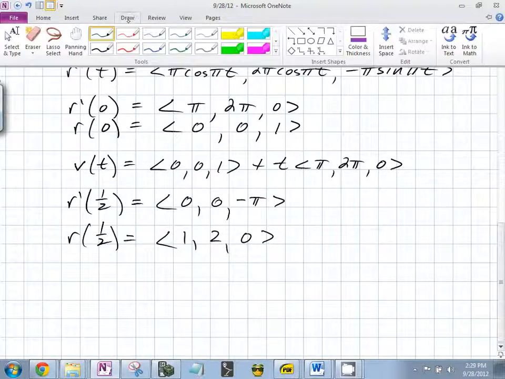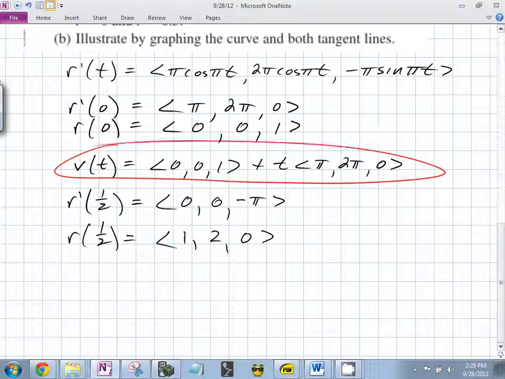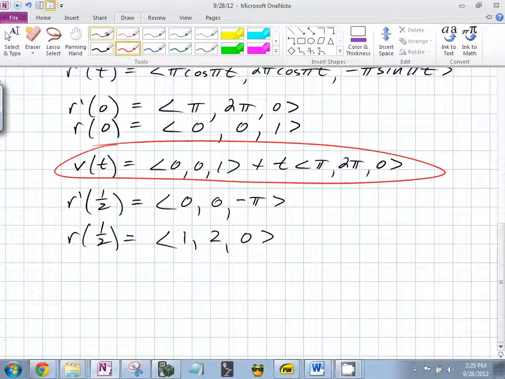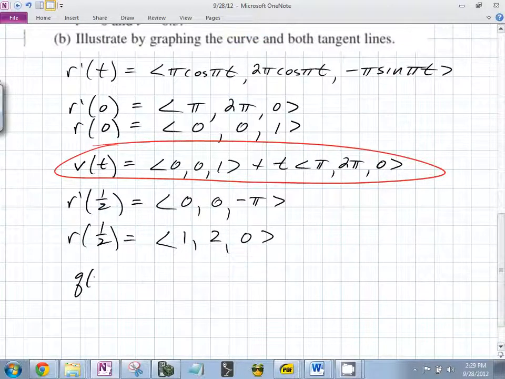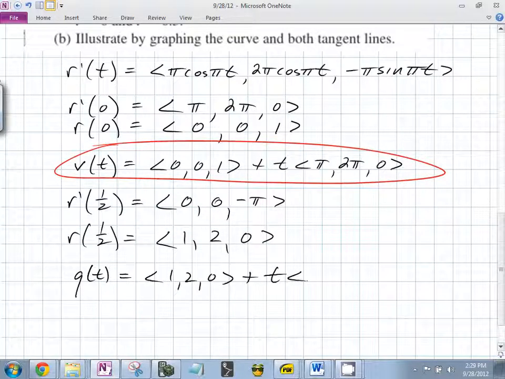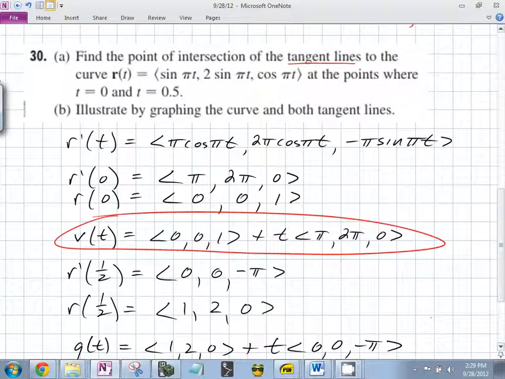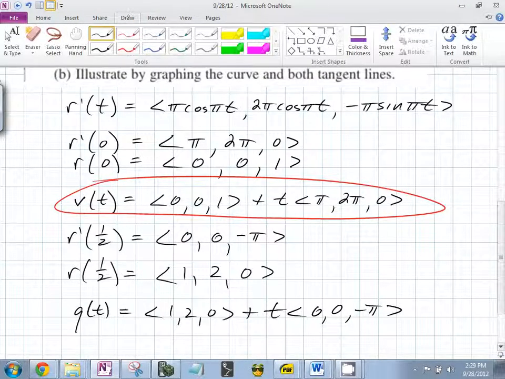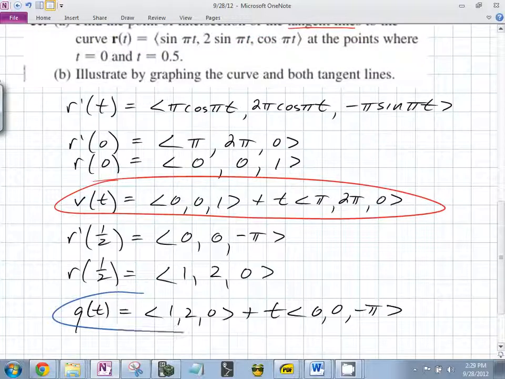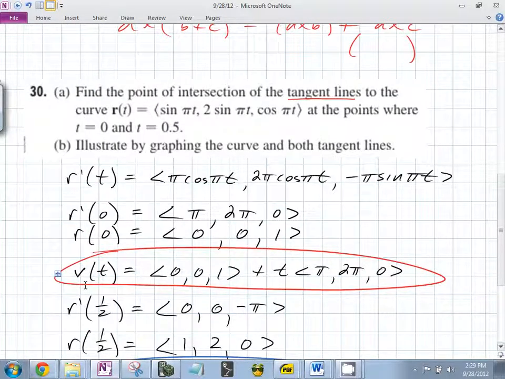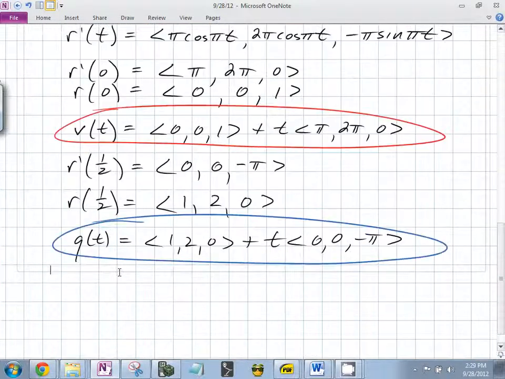So we have our first one, there's our first v. What do we want to label this one? How about q? Is that okay? I'm just giving it a name so we can have something to talk about other than the same thing over and over again. Equals, was it 1, 2, 0 plus t times what? 0, 0, negative pi. So we found the two. What are we actually trying to find? Where they intersect, exactly.